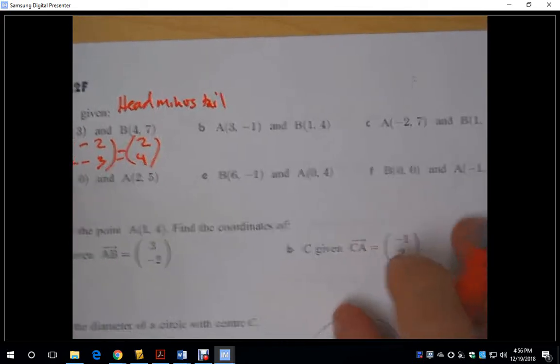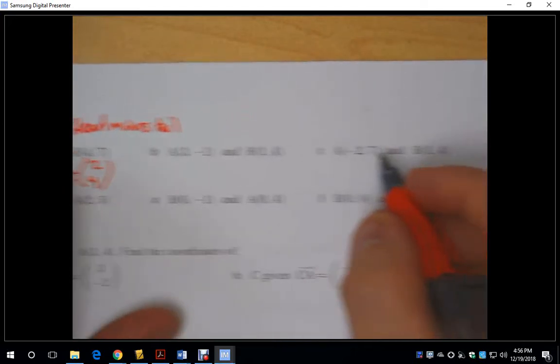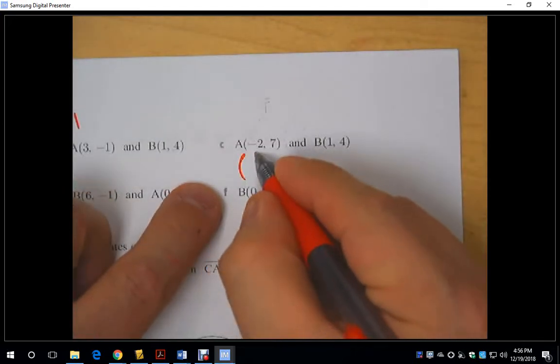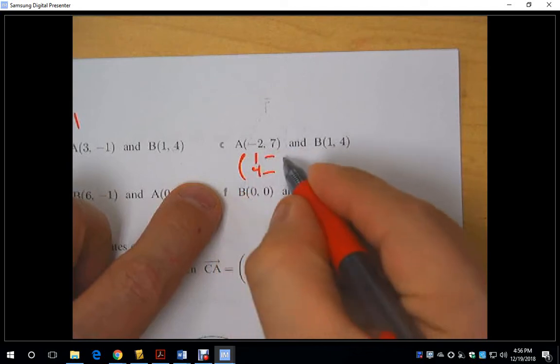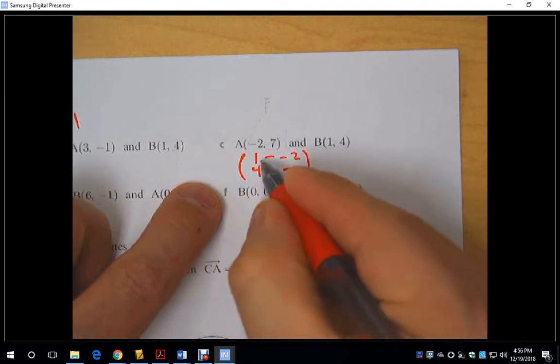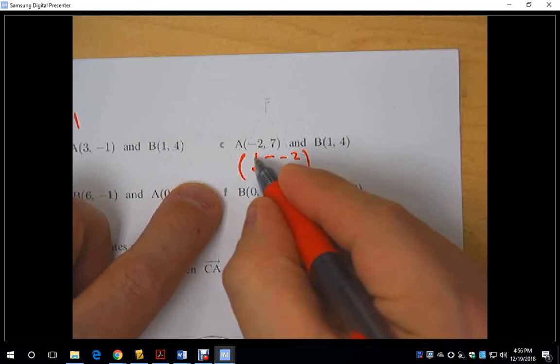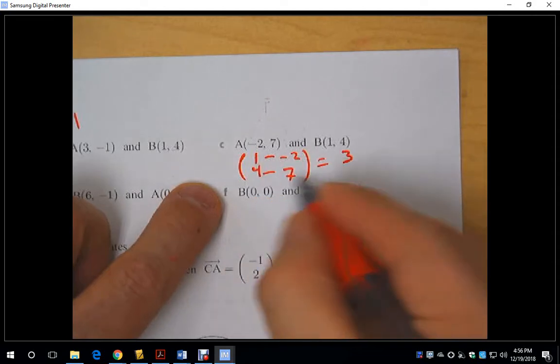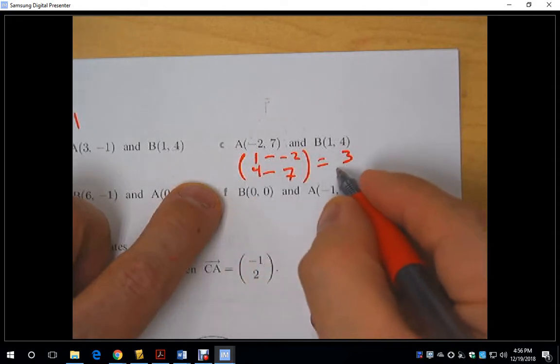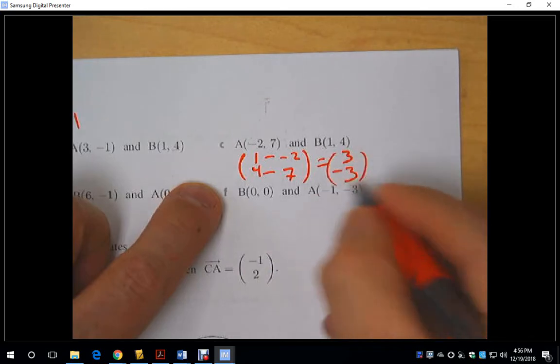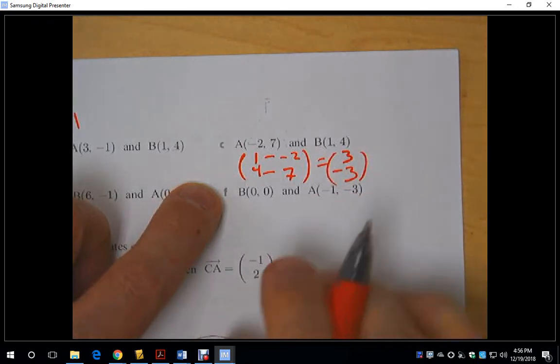All right, so the next one we're still trying to find this vector from A to B. So B is the head, (1, 4), minus the tail, which is (-2, 7). A negative minus a negative is a positive. I have 1 plus 2, which is going to give me 3, and 4 minus 7, that's going to give me negative 3. So this is my resultant vector.